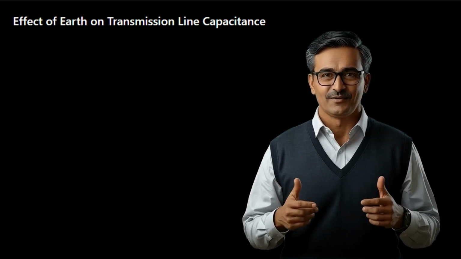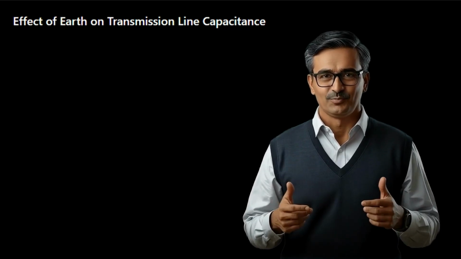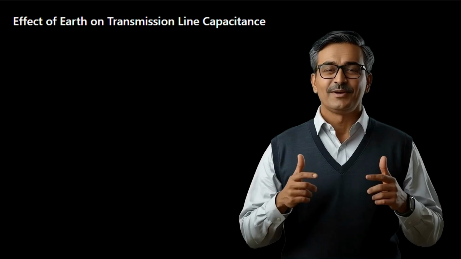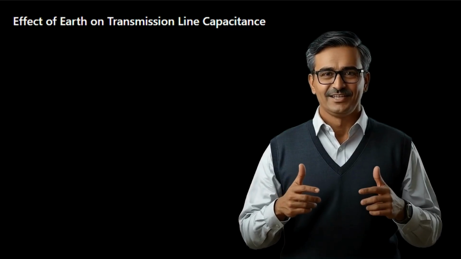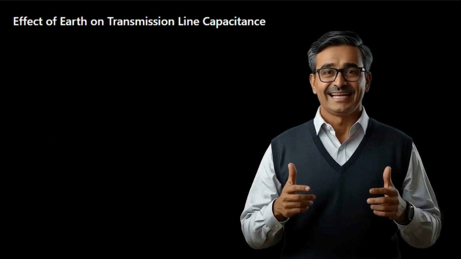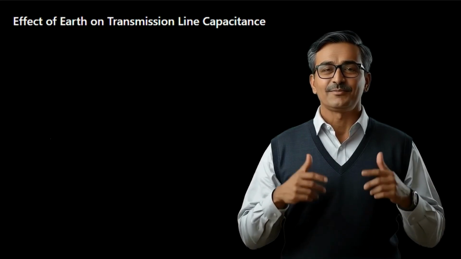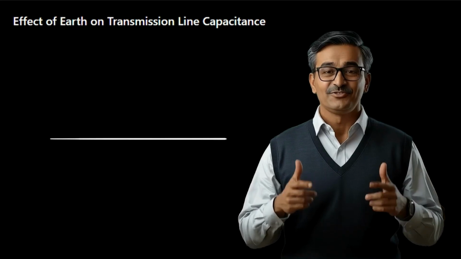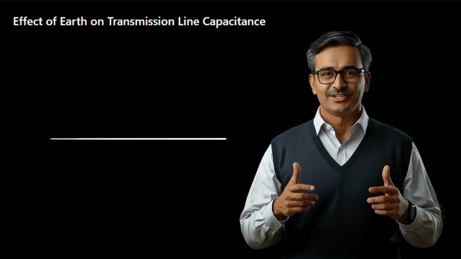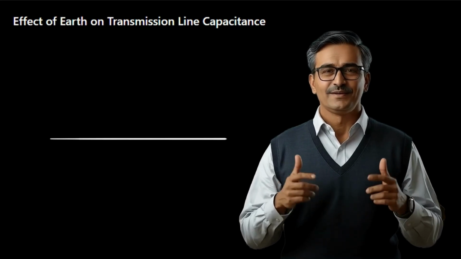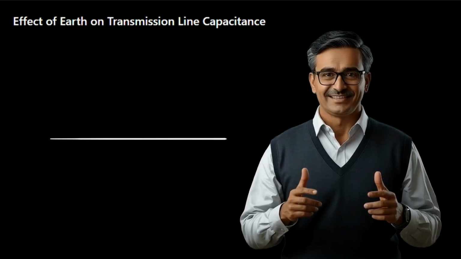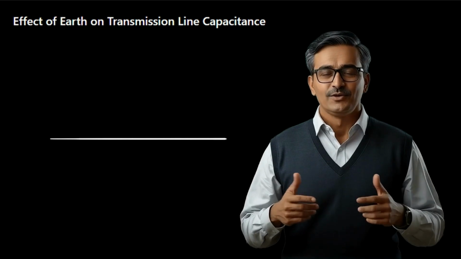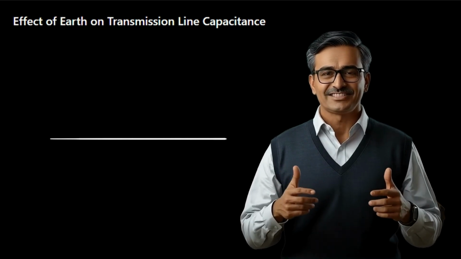In today's video, we are going to understand one of the most important topics in transmission line theory, the effect of the earth on transmission line capacitance and the method of images. Many students can easily derive the capacitance equation without the earth effect. But when the earth is included, they often get confused about why imaginary conductors are introduced. In this video, I'll explain the complete concept in the simplest possible way. By the end of this lesson, you'll understand not only the equations, but also the physics behind them.